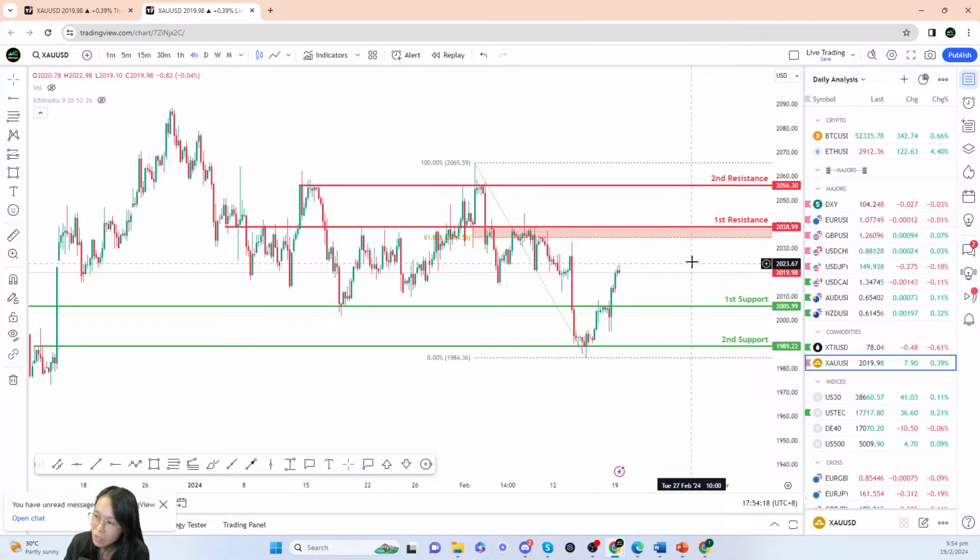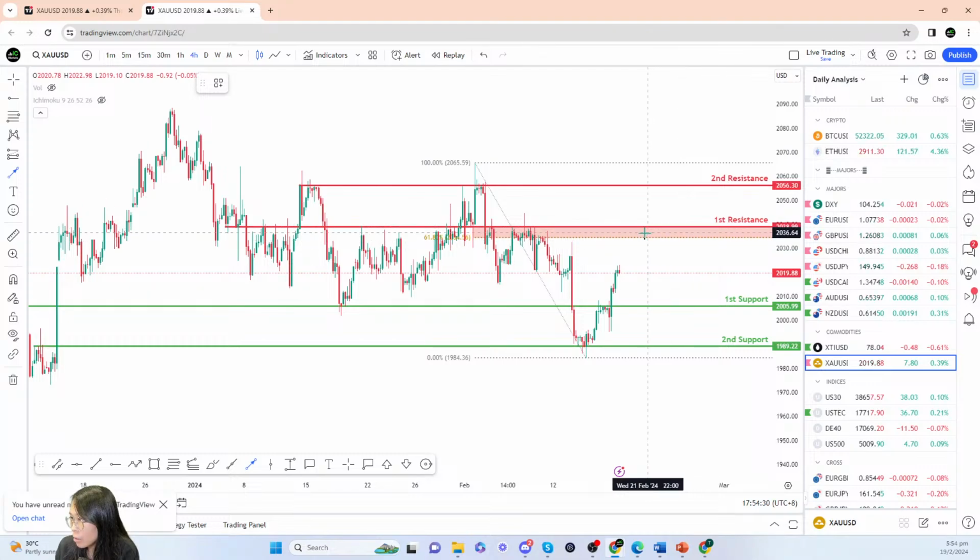Gold is kind of ranging right now. Price is rising towards our first resistance. Most probably, if there isn't much high impact news, gold could rise to our first resistance before pulling back and falling to the first support level. So this will be for gold.